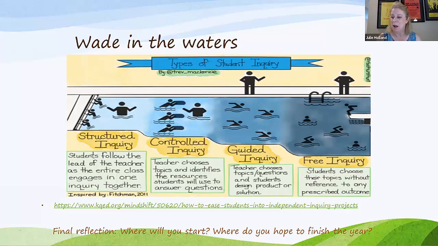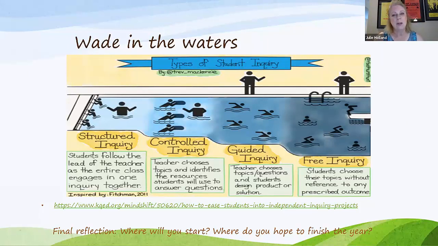This image accompanies this great excerpt from a book called Inquiry Mindsets, Nurturing the Dreams and Wonders and Curiosities of Our Youngest Learners. And I think it's a great visual of describing the scaffolding of student inquiry. If you're just beginning and your students are just beginning, you're down here on the left side of the pool in the structured inquiry. The students are following the teacher as the entire class engages in just one inquiry together.